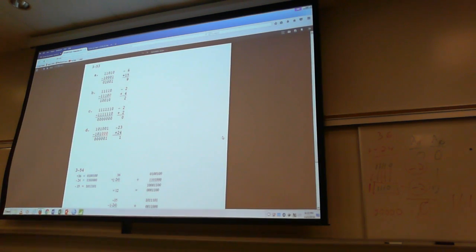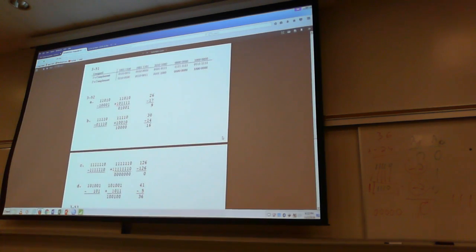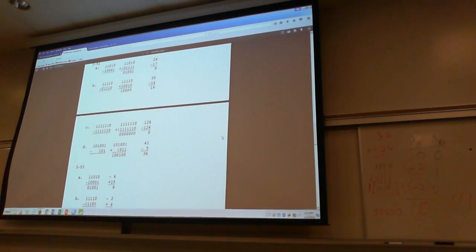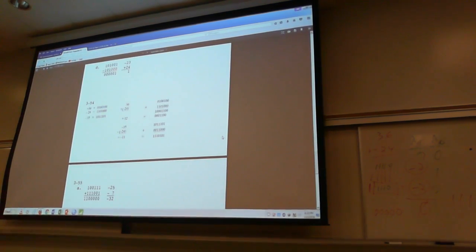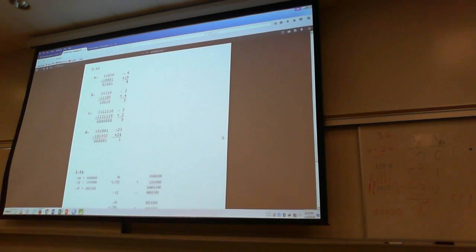Which one has overflow? Now I'm getting confused. What's overflow on this? On the signed ones. It says we have to tell whether there's overflow or not. Oh, for the last one? Yeah, it says we need to tell whether there's overflow or not.